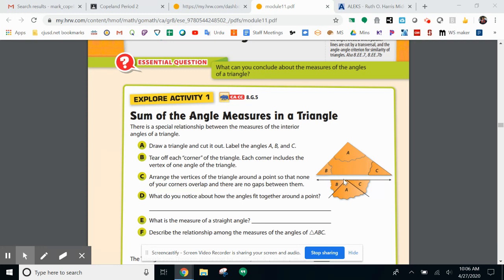And if you notice it does that, then the theorem and the reason mathematically behind that is because a straight line is 180 degrees. And if you add up all the angles in a triangle, it's also 180 degrees. So 180 equals 180. If you rearrange them, you can see that they all line up to make a straight line, 180 degrees.